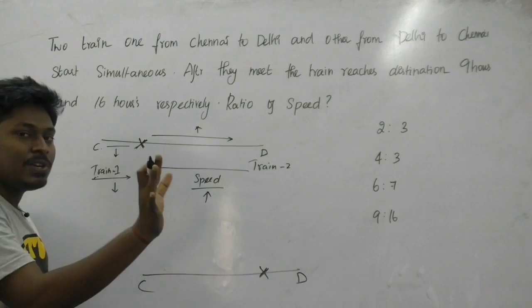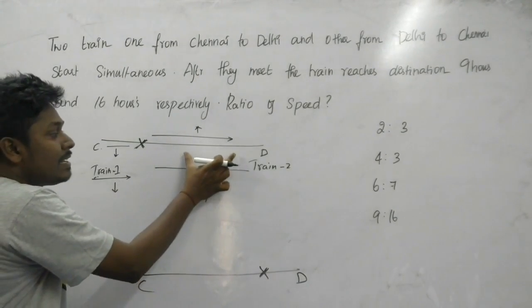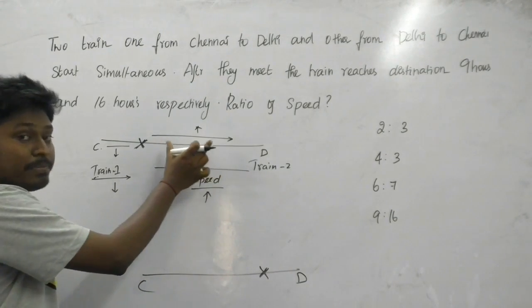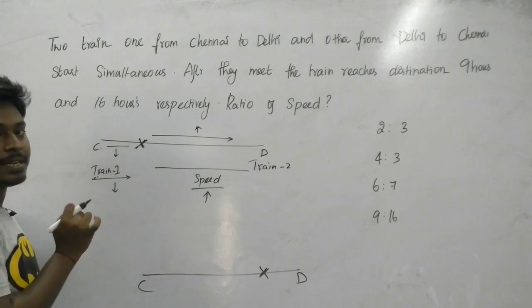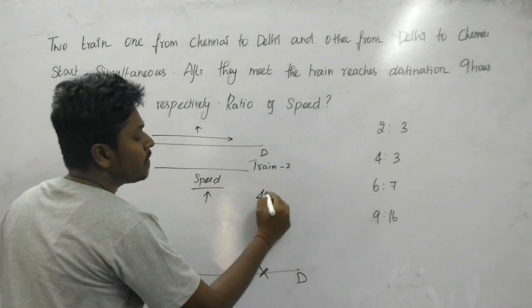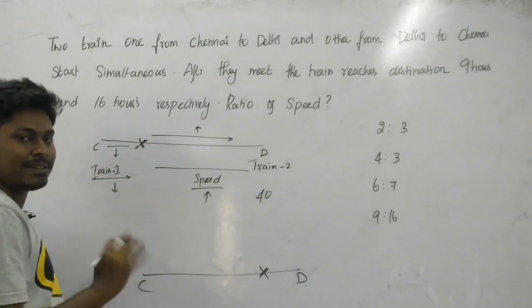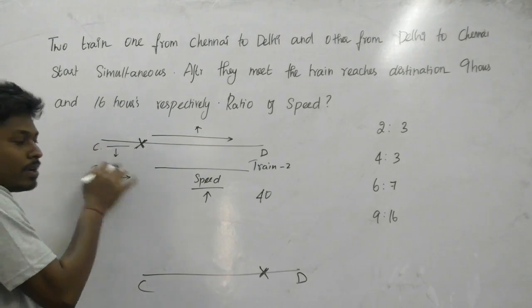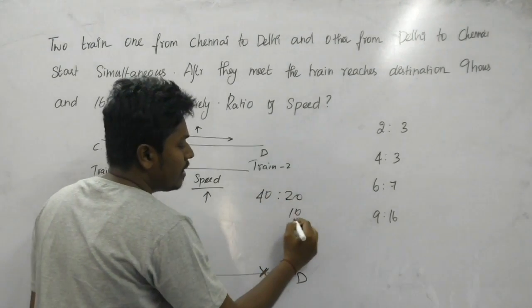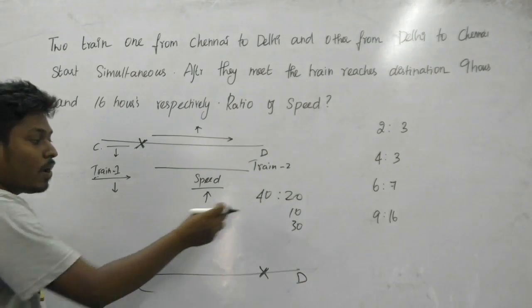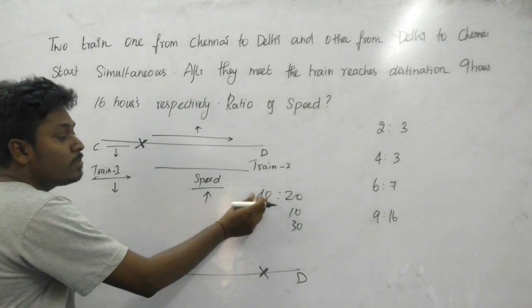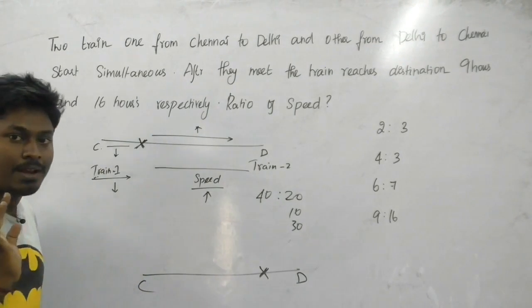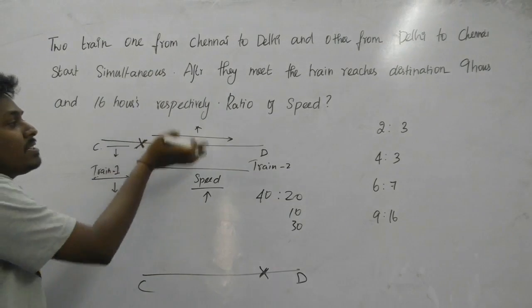So what is the ratio of the speed? See here, the second train's ratio should be higher when compared to the first train. If the second train speed is 40 kilometers, just for an example I am saying 40 kilometers, then definitely train 1 should be 20 or 10 or 30. Why? Because always the train 2 speed should be higher when compared to train 1. Understood? Just compare this with this point.